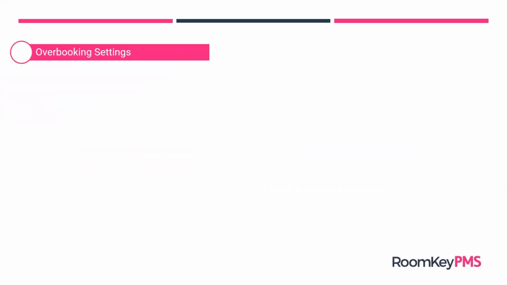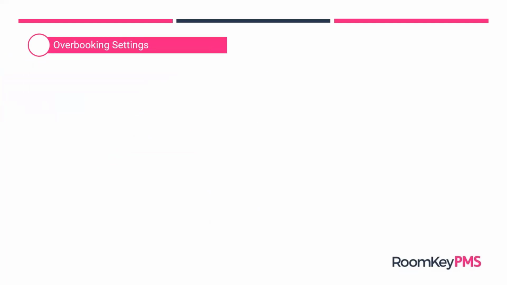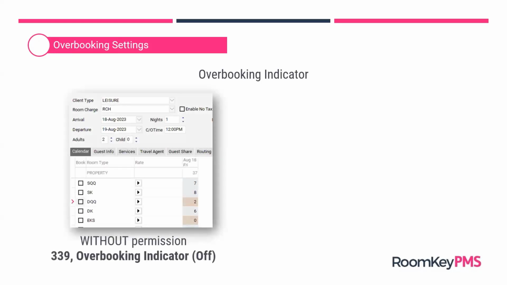So let's take a deeper dive into the overbooking settings, some of these settings that can help mitigate and influence your overbooking strategy. The first thing that I'm going to talk about is the Overbooking Indicator, and this is for the benefit of the front desk team or reservations team, anyone who's making a reservation in RoomKey. What you'll see currently, the default option is that the Overbooking Indicator is enabled, and we actually have this as a permission setting. So the permission setting is not enabled by default, meaning that this is the default setting that everyone would see when they go to book a reservation.